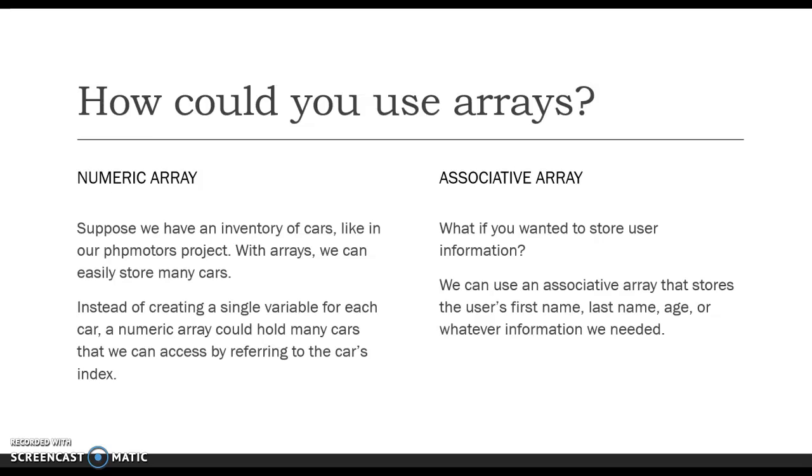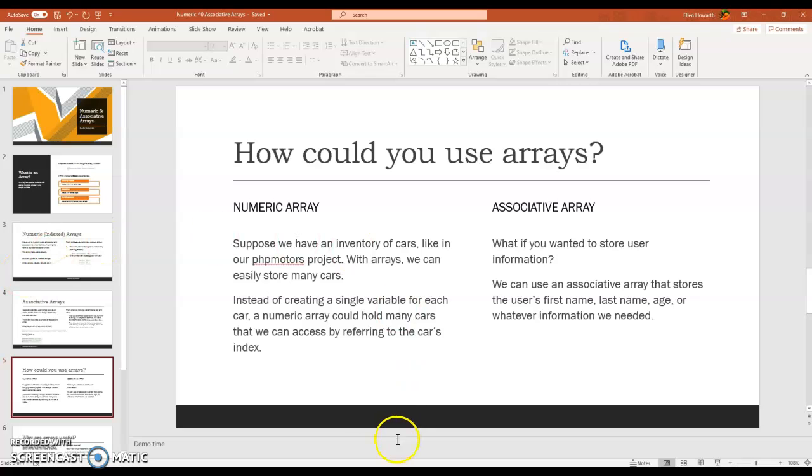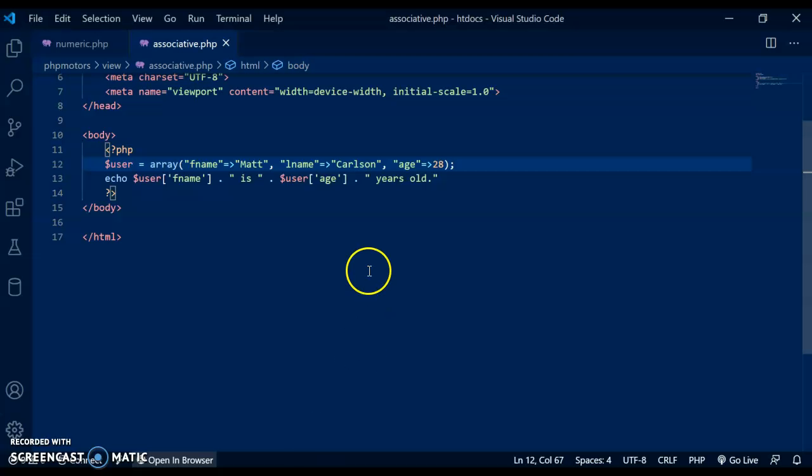So how do you use arrays? I mean, there's so many different ways, but one basic example I thought of is that, well, in our PHP Motors project, we have an inventory of cars. Well, instead of having a different variable for each car, you could have one array where you're storing all those cars, and then we can access an individual by referring to that car's index. So let me switch over to Visual Studio.